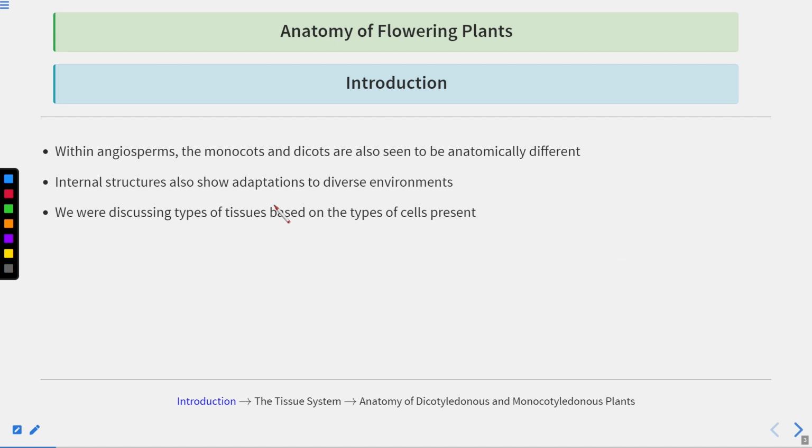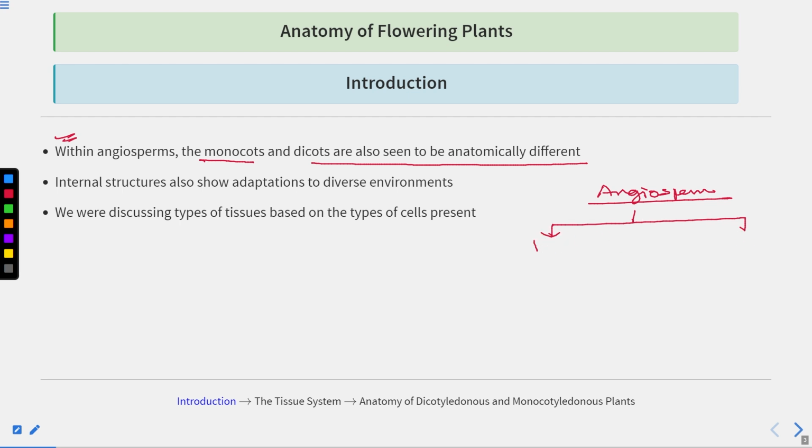Now within angiosperm, the monocot and the dicot are also seen to be anatomically different, right? In the last chapter, morphology of the flowering plant, you must have seen that angiosperm has been divided into monocot and dicot. So at the morphological level, you see a lot of differences between the monocot and dicot, right? On the basis of the cotyledons, you can divide this as a monocot and dicot.